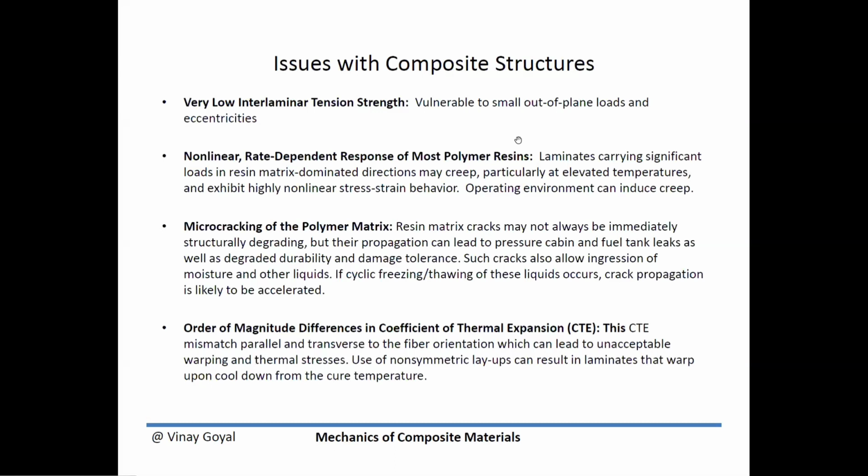The order of magnitude differences in the coefficient of thermal expansion can be quite problematic. One of the issues is that if you're attaching the composite to a metal, for example, the composite will have a lower coefficient of thermal expansion compared to the metal. And if these two things are bonded together, the materials could deform at different rates, and as a consequence, it could cause a potential catastrophic failure of the bond line.